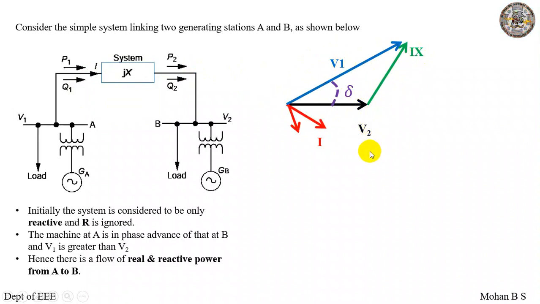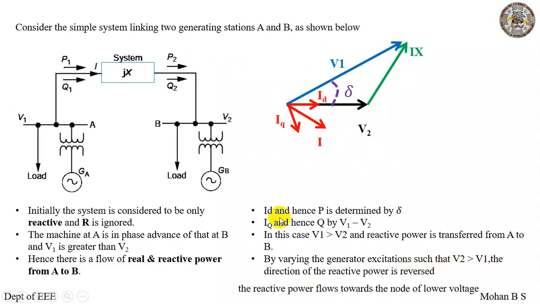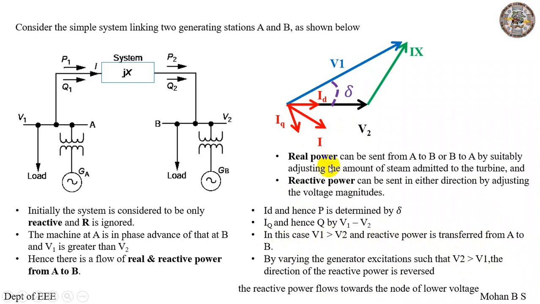And this current has two components. One is your imaginary component, the other is your real component ID. So ID, and hence P is determined by delta, IQ, and hence Q is given by V1 minus V2. So by varying the generation excitation such that V2 is greater than V1, the direction of the reactive power is reversed. But in this case, what we have considered is V1 greater than V2, and the reactive power is transferred and the active power is also transferred from A to B. So real power can be sent from B to A or A to B by suitably adjusting the amount of steam admitted to the turbine, and the reactive power can be sent in either direction by adjusting the voltage magnitudes.